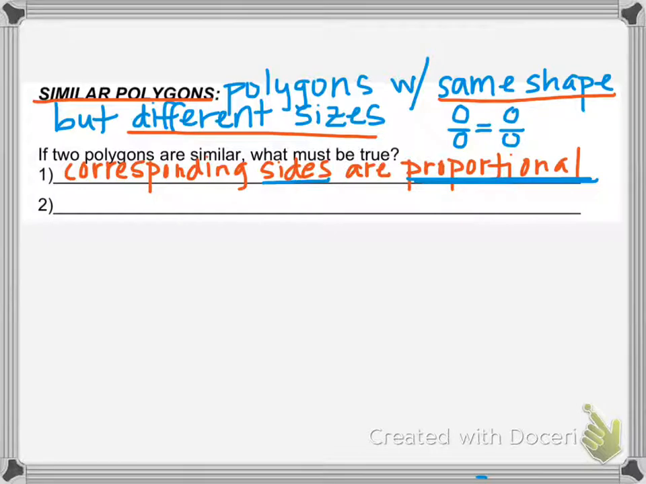The other thing that must be true in order for polygons to be similar is that corresponding angles are congruent. So the angles that match up or correspond are exactly the same size. They're congruent. So angles must be the exact same size, and sides are just proportional. So we're going to look at those two things with some different polygons.